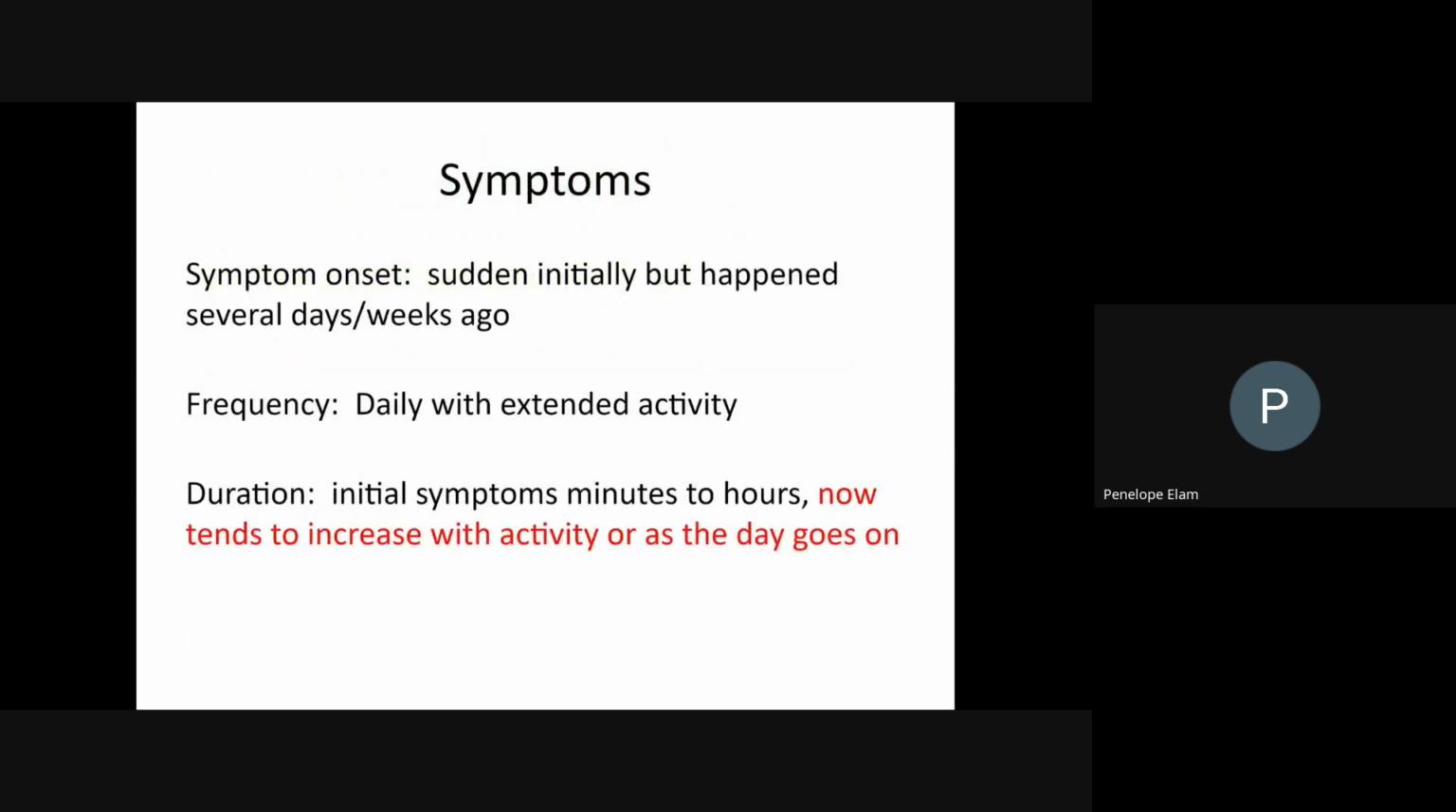So symptom onset, sudden initially, but it happened several days or weeks ago. They're having symptoms daily, gets worse as the day goes on. Initially the symptoms were minutes to hours. Now it just tends to increase with activity as the day goes on. So they won't give you quite like it lasts for this long. They'll talk more about it just getting worse as the day goes on.